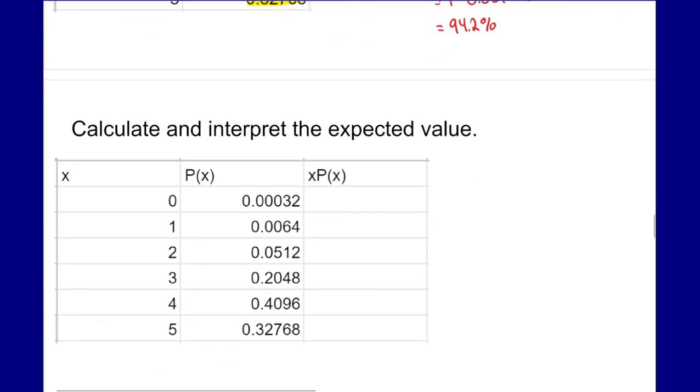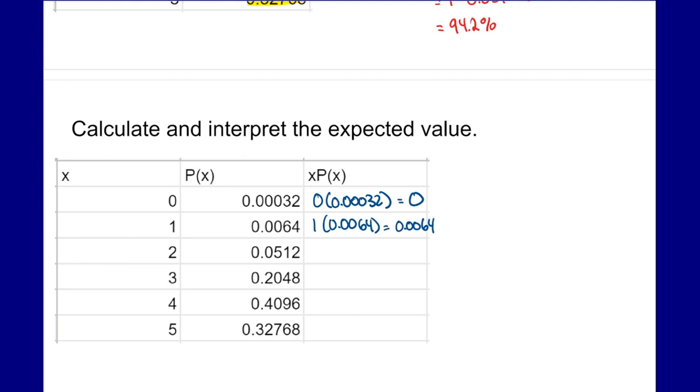Calculate and interpret the expected value. So again, like we mentioned, we could go through and do each outcome multiplied by the probability. So 0 times 0.00032, you get 0. 1 times 0.0064, and we get 0.0064. And go through the next one and the next one and add them all up.